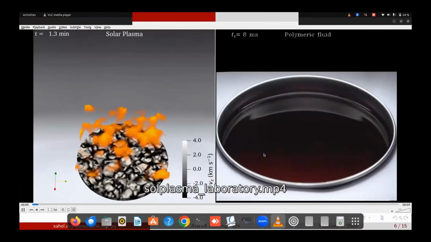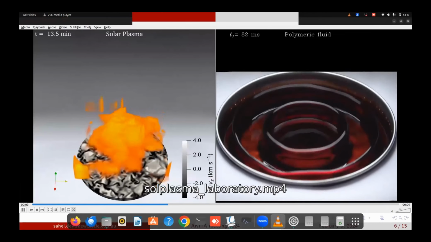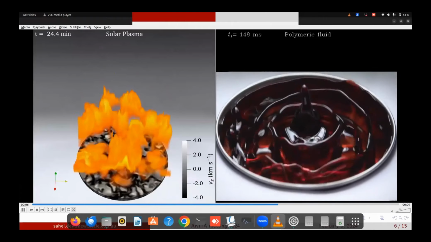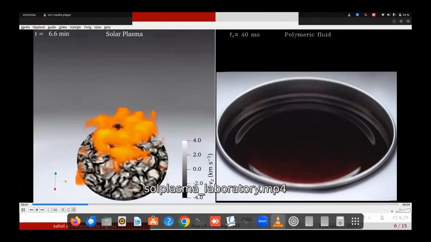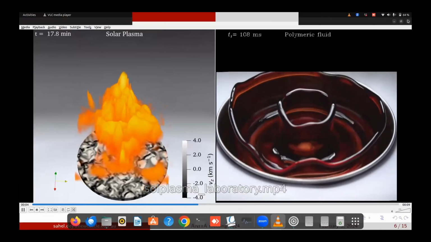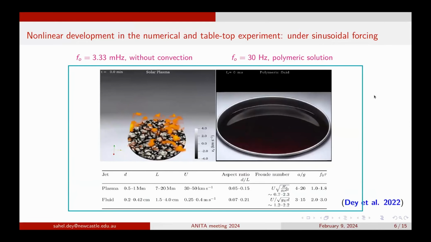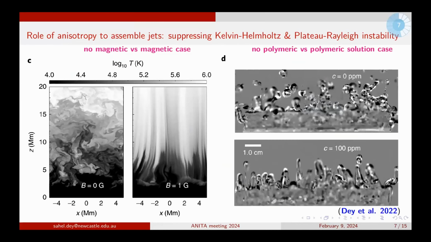If I now show you one animation, here we have removed the convection zone, just driving the system with a sinusoidal wave, and you see a lot of jet formation. These polymer fluids are non-Newtonian viscoelastic fluids. If we try a Newtonian fluid like water or glycerin, we don't see any jet formation. Without magnetic field, if we just drive the system sinusoidally, there are a lot of Kelvin-Helmholtz vortices. But including a small amount of magnetic field suppresses this instability and helps to get uniform, coherent jet-like structures.